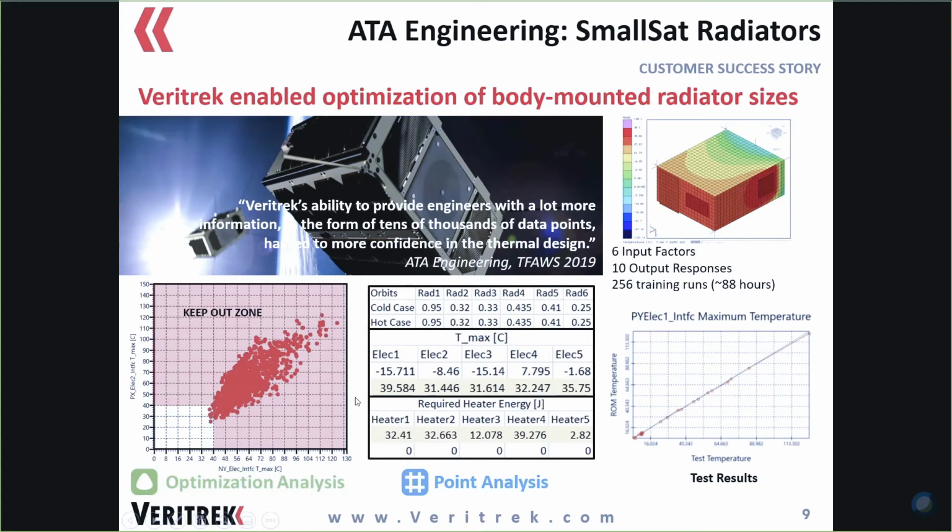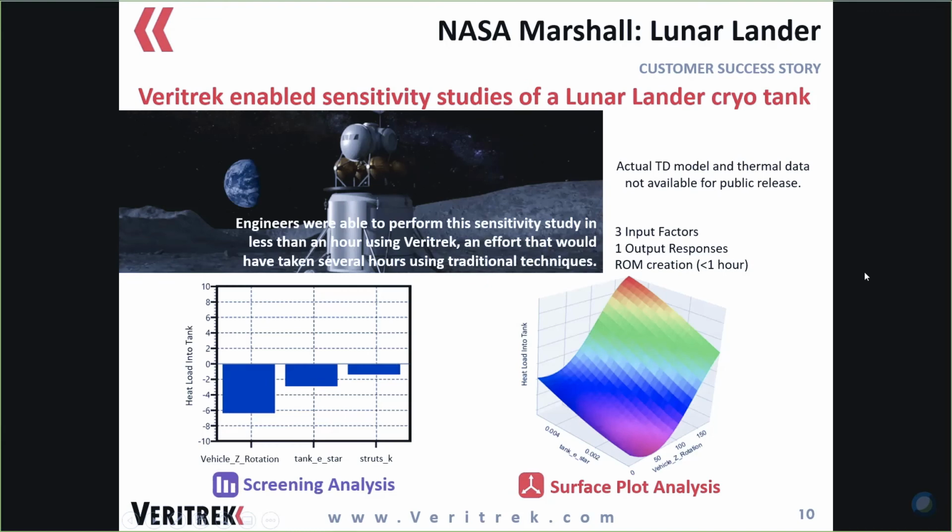To perform this design optimization, they used a combination of the optimization analysis and point analysis features. The optimization analysis provided them with tens of thousands of data points, and they could filter those data points down based off of their temperature and heater energy requirements. They ended up filtering down to a single optimized design solution, an optimized size for each one of their 6 body-mounted radiators that kept temperature below their maximum temperature values and kept their heater energy where they needed it as well.